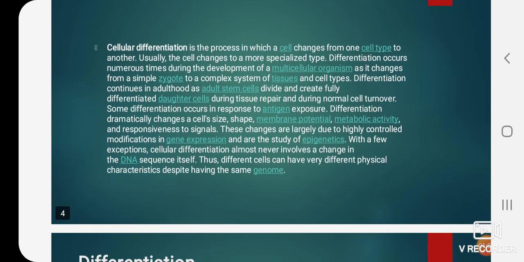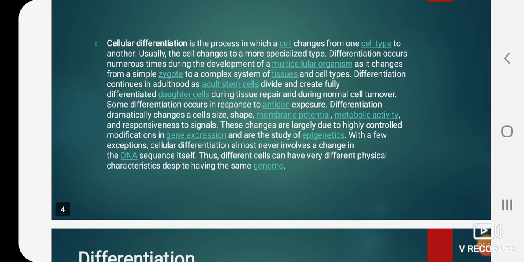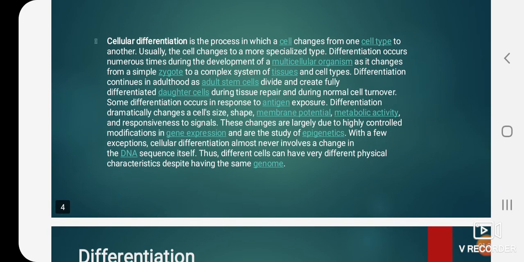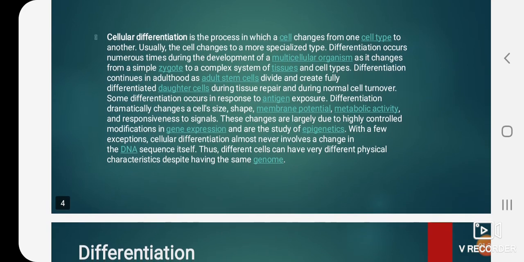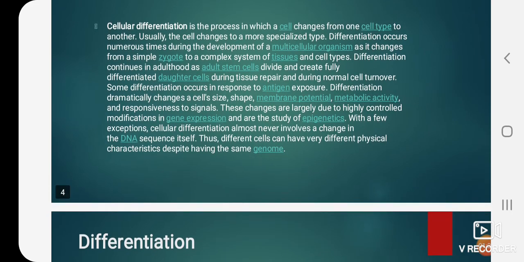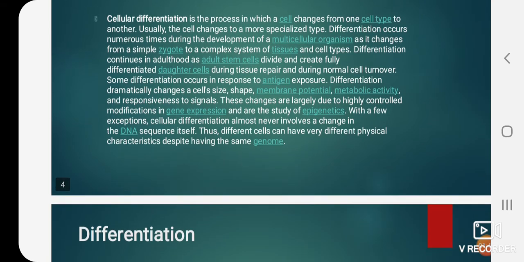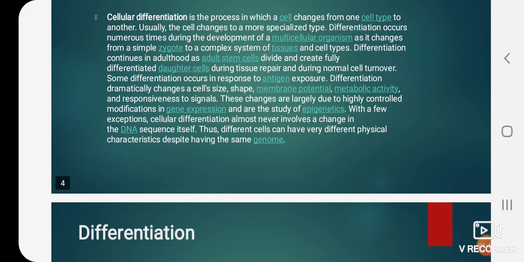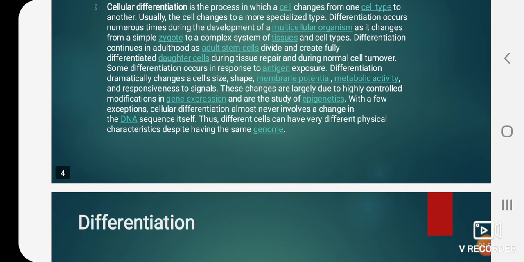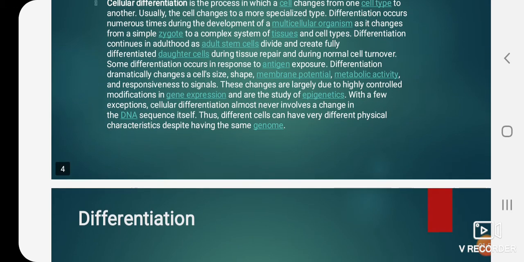Differentiation continues in adulthood as adult stem cells divide and create fully differentiated daughter cells during tissue repair and during normal cell turnover. So, students, some differentiation occurs in response to antigen exposure. Differentiation dramatically changes a cell's size, shape, membrane potential, metabolic activity, and responsiveness to signals.